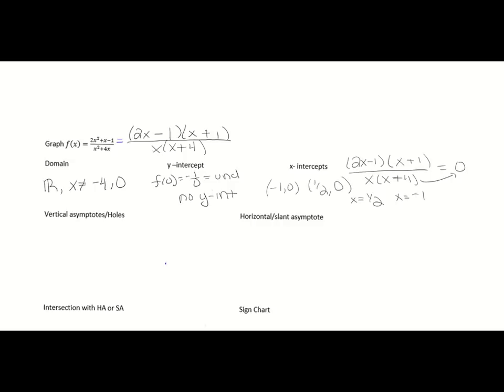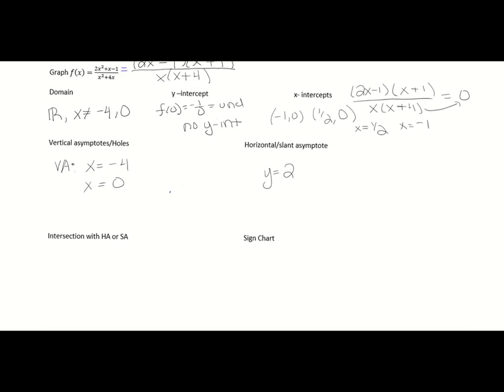Okay, since nothing cancels, everywhere my graph is undefined is a vertical asymptote. So I have one at -4 and one at 0. Always remember to write your asymptotes as equations. The degree of the top is the same as the degree of the bottom, so it's going to be the leading coefficients. The leading coefficient of the top is 2, and the leading coefficient of the bottom is 1. So I have a horizontal asymptote at y is equal to 2.